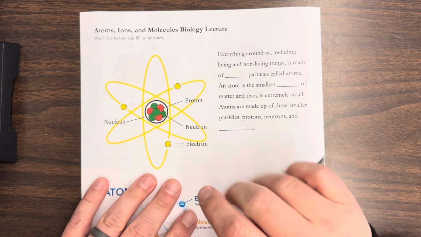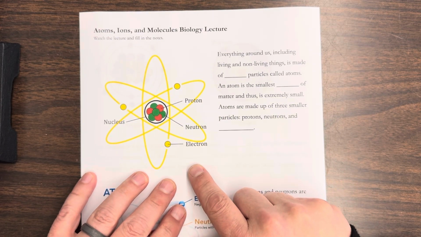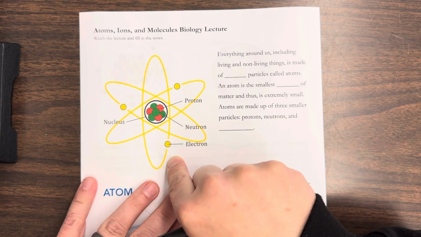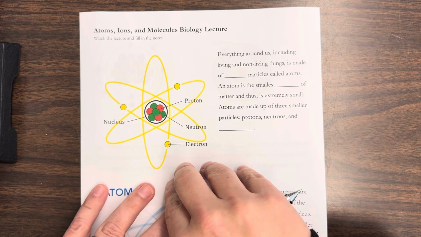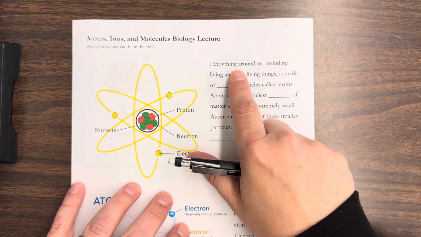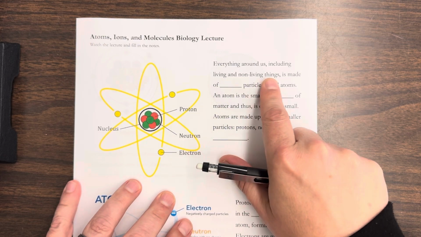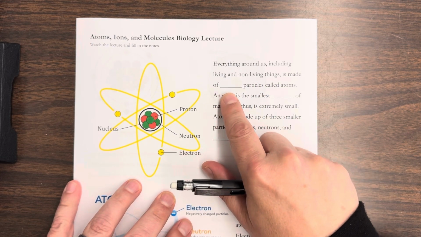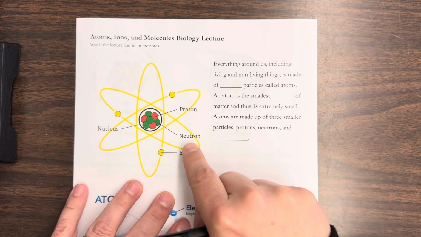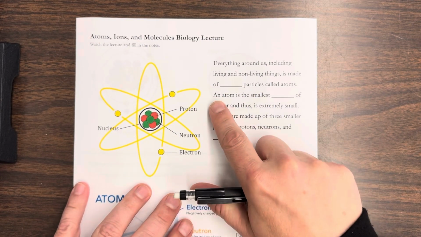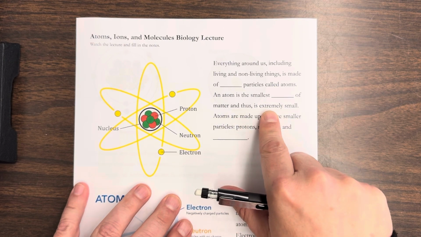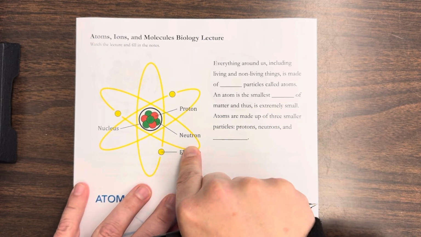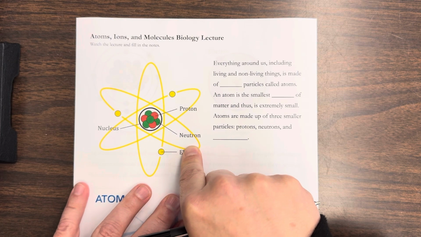So this first image here, we have a drawing of the structure of an atom. Now this is not to size or accurate in how we think it actually looks, but it gives us a good idea of what is happening with an atom. Everything around us, including living and non-living things, is made of tiny particles called atoms. So this whole thing is the atom. An atom is the smallest unit of matter and thus is extremely small. So we cannot see this with our eyes or with a normal microscope.